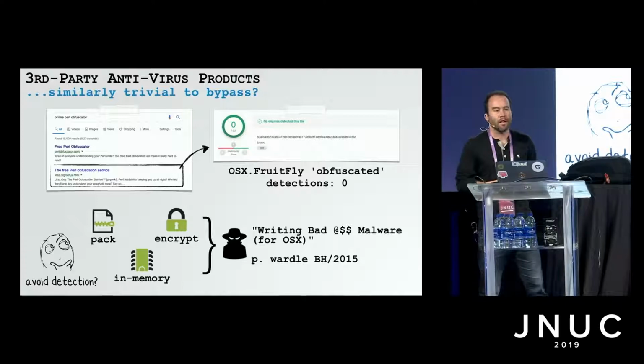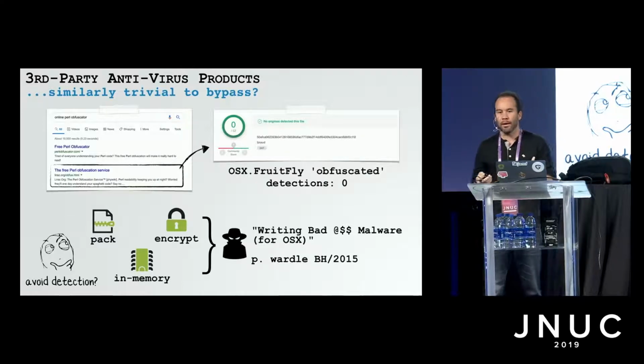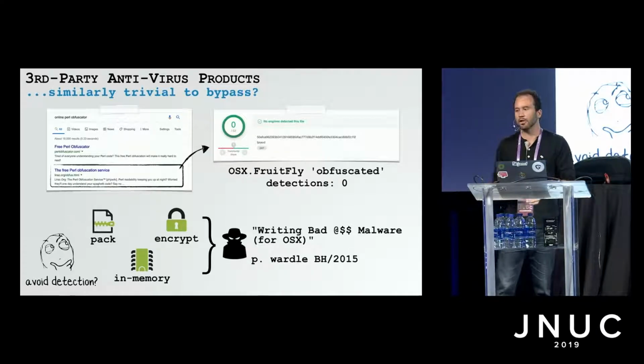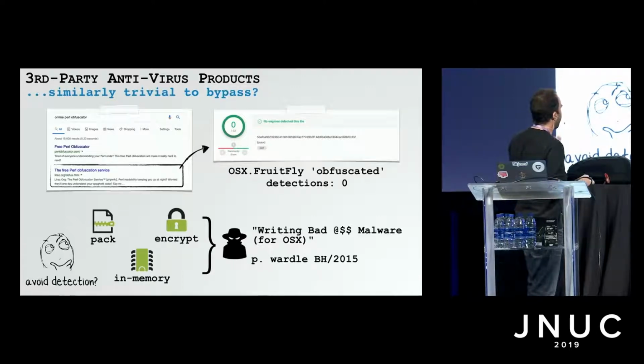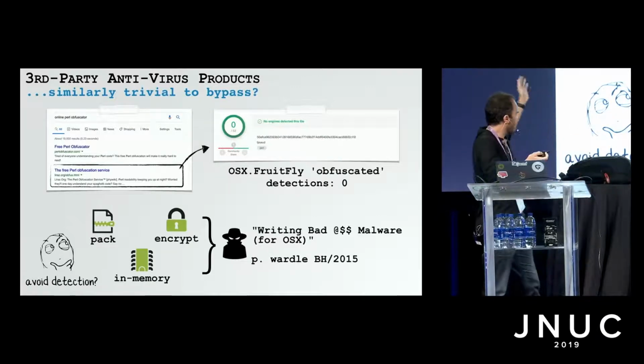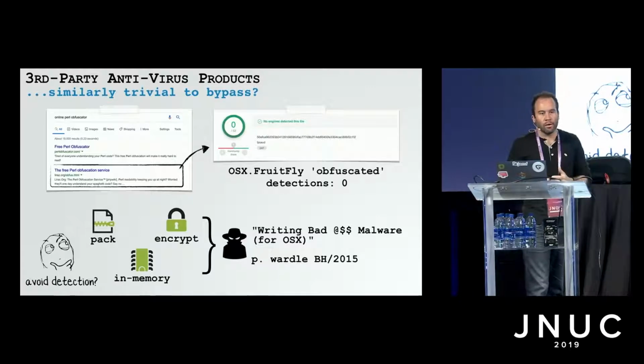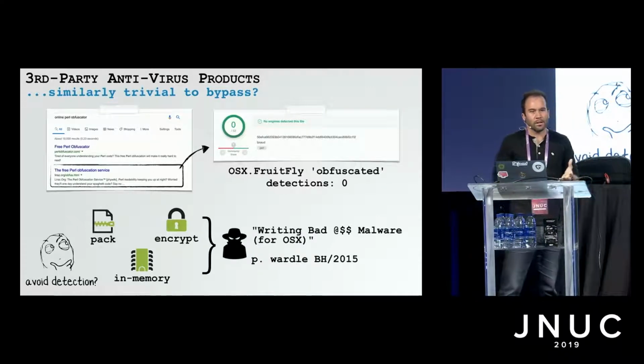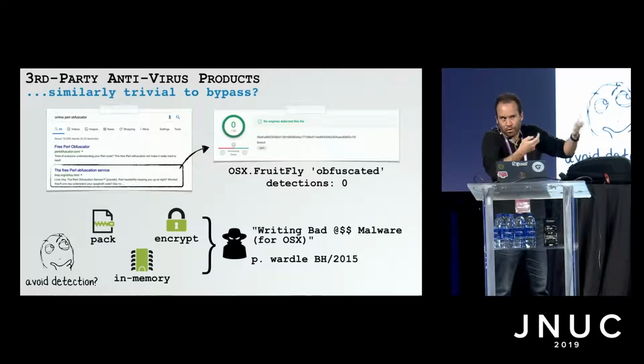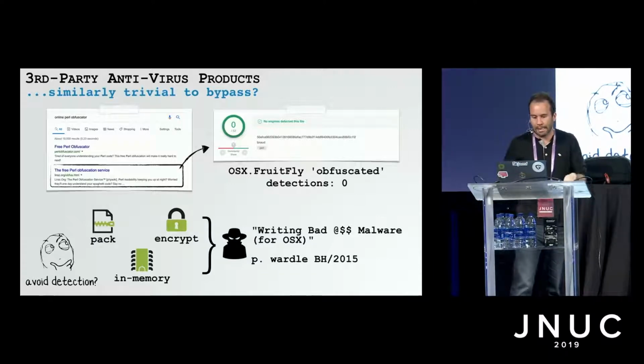A trivial example: take FruitFly. It's a very well-known piece of malware that the majority of AV companies have signatures for. I ran it through an online Perl obfuscator, free, second hit on Google, re-uploaded it to VirusTotal, and none of the AV engines on VirusTotal detected this new sample, even though it was exactly the same.